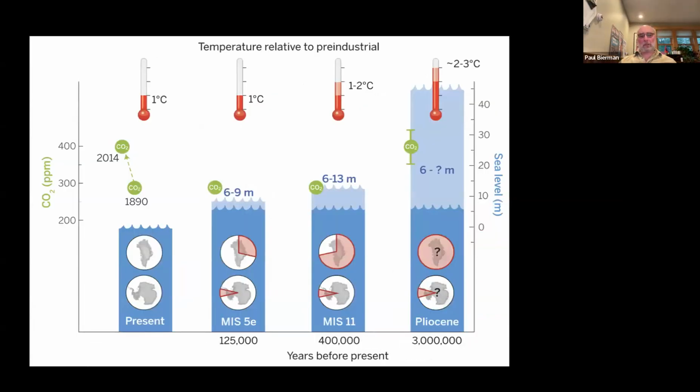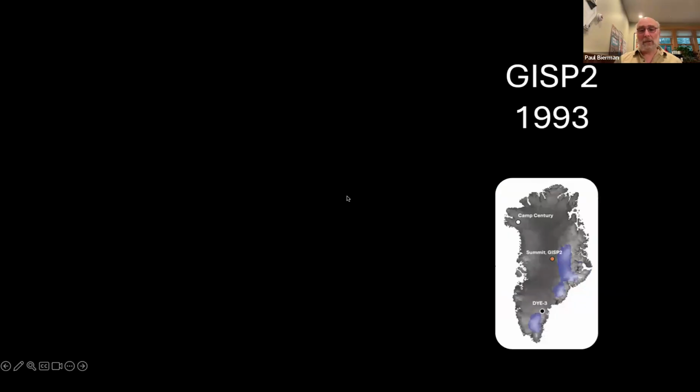And of course, we can look at Andrew Dutton's work on sea level that suggests 6 to 9 meters at MIS 5e. There's no indication that the ice left Camp Century at 5e. 6 to 13 at MIS 11, and her suggestion that maybe three-quarters of the Greenland ice sheet was gone at that point. So let's flip over to GISP2 to finish up.